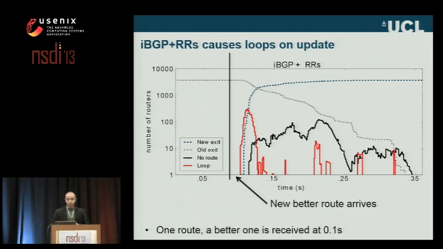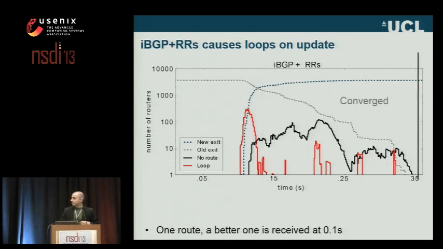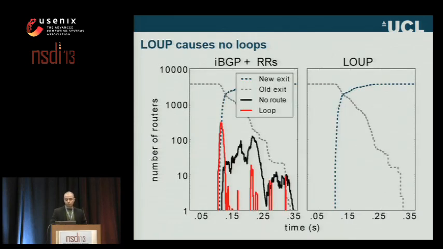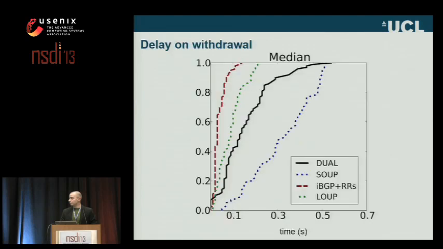What we do to generate those graphs is we take the topology, and initially there is one route, and we inject a better one. If we look at what happens at the end of the simulation, the network has converged and everyone has switched to using the new exit. However, iBGP with route reflectors, in the meantime, exhibits transients. It exhibits both black holes and loops. Now, LOUP, which is our protocol, avoids both the loops and the black holes.